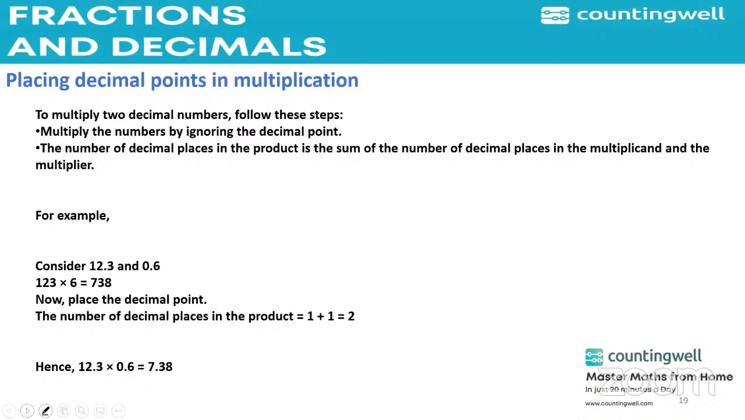Let us see how to place decimal points in multiplication. We have to first ignore the decimal point. So here to multiply these two numbers, you have to ignore the decimal points and then find the product. Then we have to place the decimal point by using this rule. So here, after how many digits have we put the decimal point? Yes, after one digit from right, and here after one digit from right. So we have two digits. So 12.13 into 0.6 is 7.38, because after two digits you have to place the decimal point.